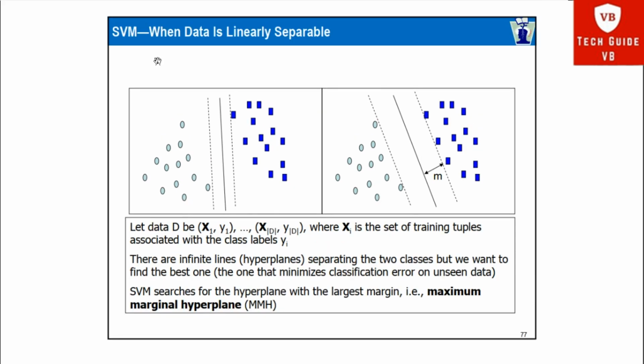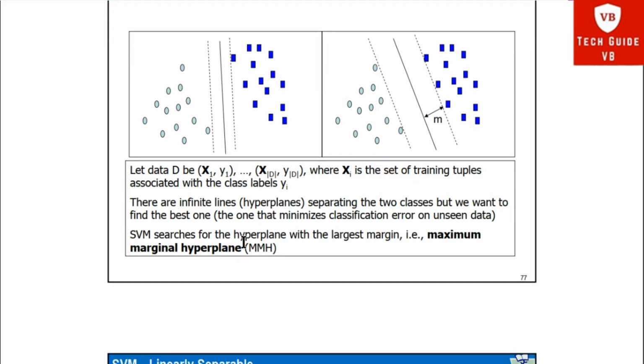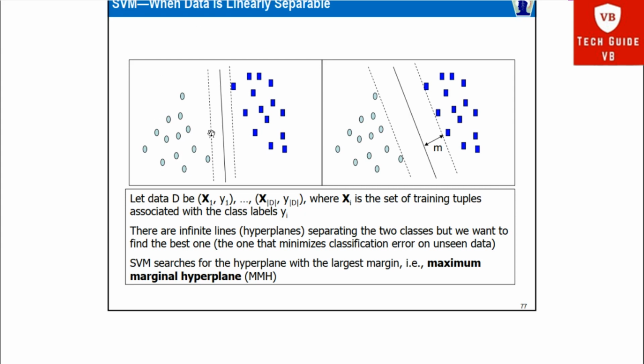Then the next is SVM when data is linearly separable. When data is linearly separable, SVM is a very well-known technique because the probability of finding an error is very low, as we can directly separate these two classes by one line and find the maximum margins to reduce the error. So the maximum marginal hyperplane is generated here.